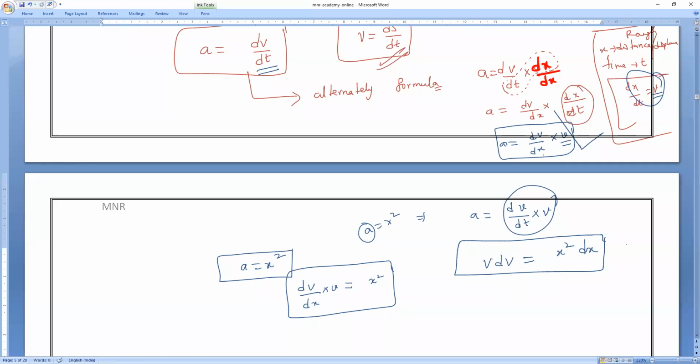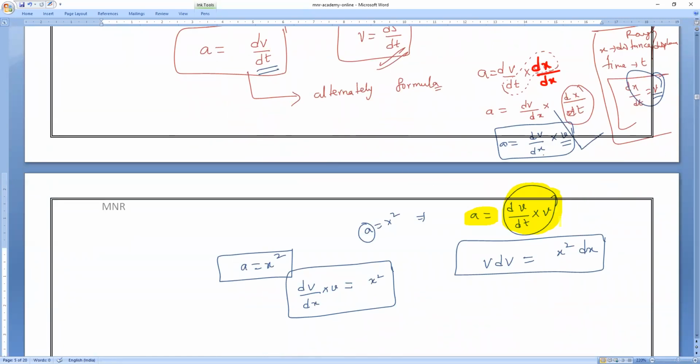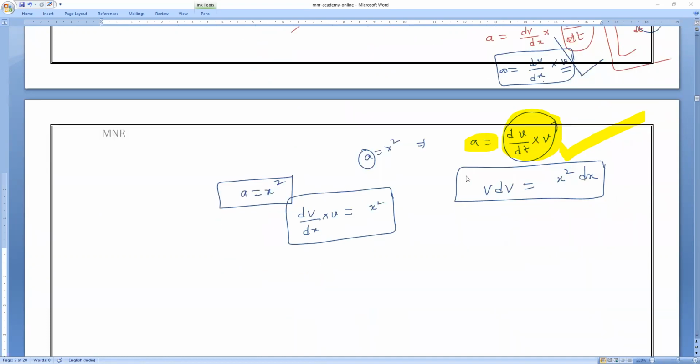Is it right or wrong? Understood? So what are the two important formulas for acceleration? The first formula is acceleration equals dv by dt. Or the second formula, which you use directly: dv by dx into v.